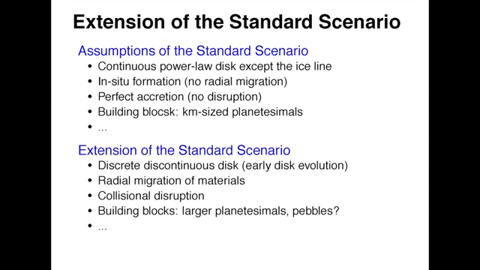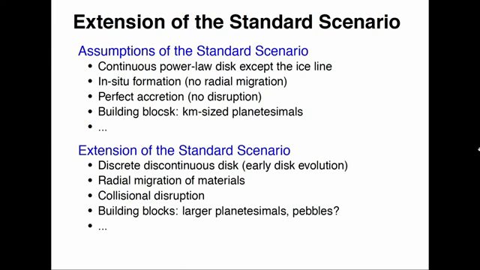So here I summarize the very important assumptions of the standard scenario. Here we assume the continuous power law disk, except the ice line or snow line. We assume in situ formation of planets. We assume perfect accretion, so no disruption by collisions. And we assume the building blocks are, there is a typo here, kilometer-sized planetesimals.